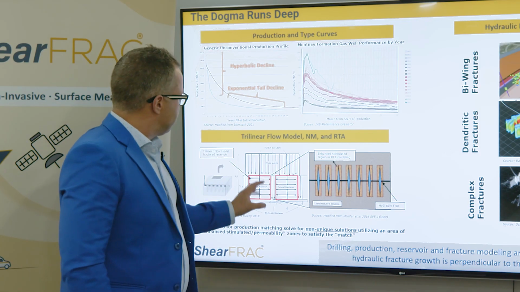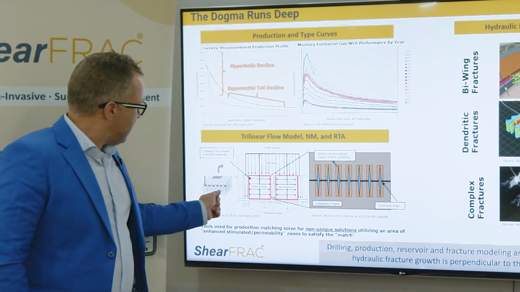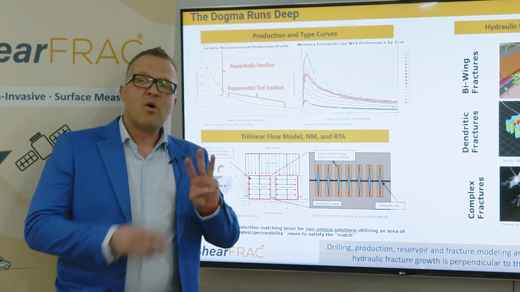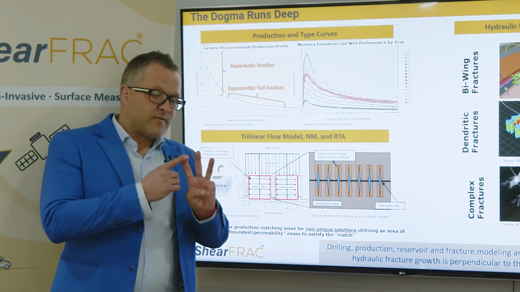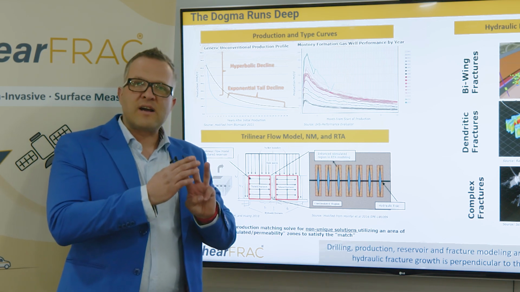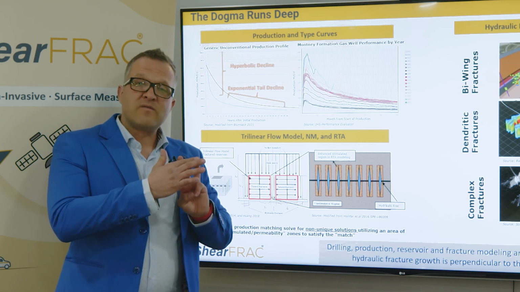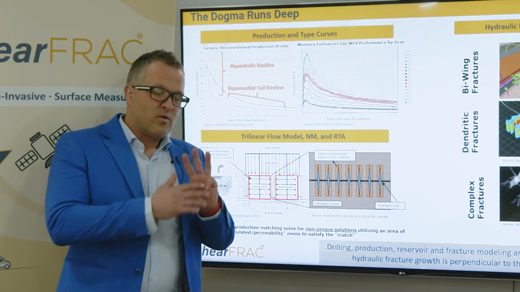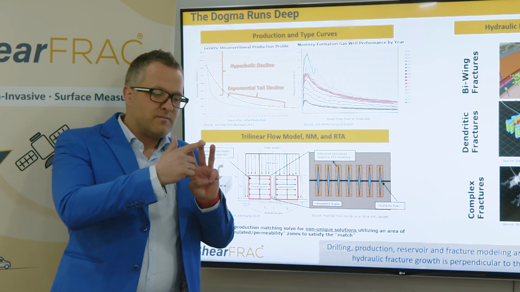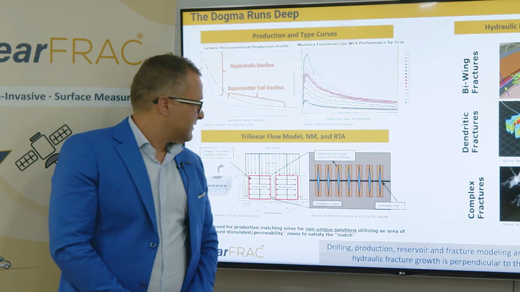This mathematically is best explained by the trilinear flow model, which is very simply broken down into three components. The first is the large bi-wing fracs, the second is the natural fractures within the reservoir, and the third is the matrix of the actual reservoir itself. Combined, those three allow us to start off hard, decline in the middle, and end up with matrix-dominated flow over 50 years of the life of a well.